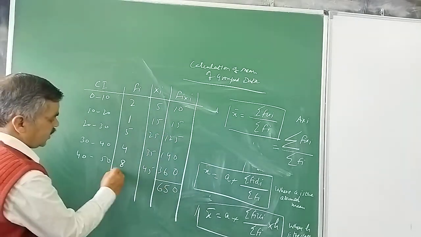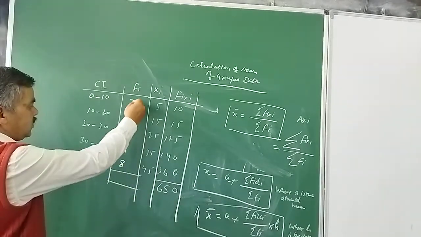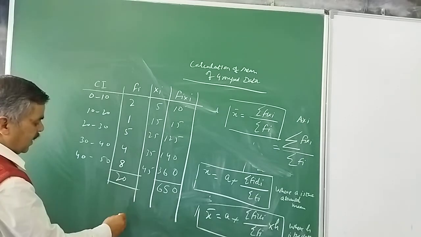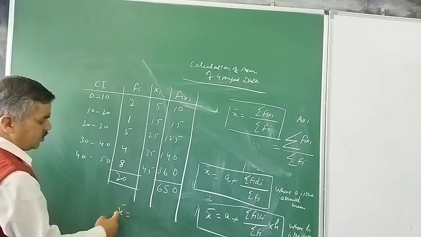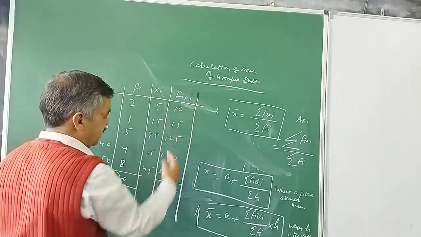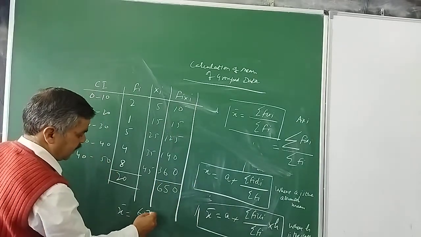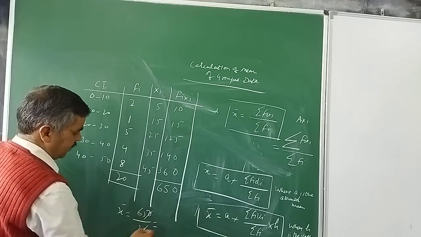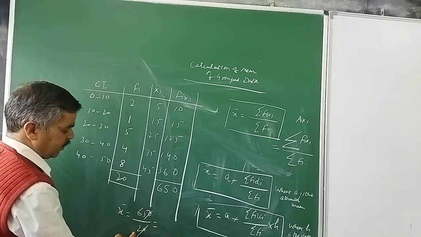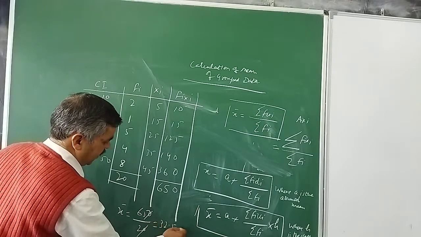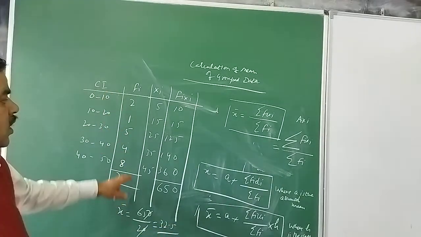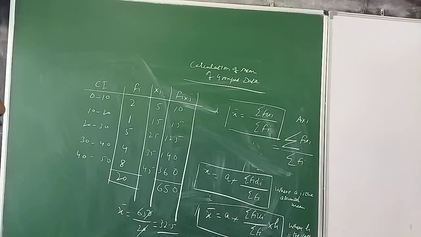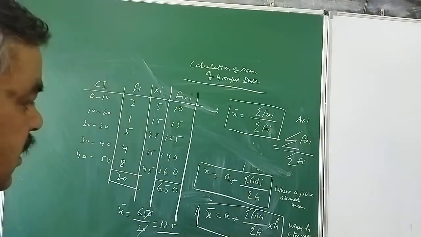650. And then the sum of the frequencies is equal to 20. So now if I apply the formula of the direct method, the sum of fixi is 650, and the sum of the frequencies is 20. So I am getting the answer 65 upon 2, that is 32.5. So the mean of this data is 32.5, which I have calculated for you by using the direct method.